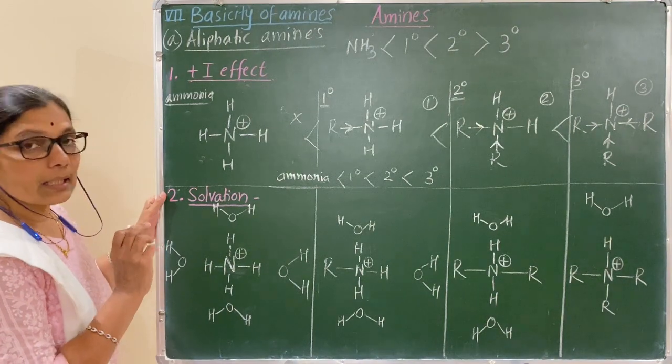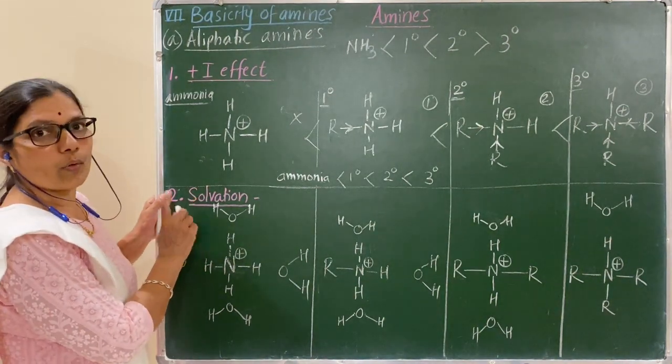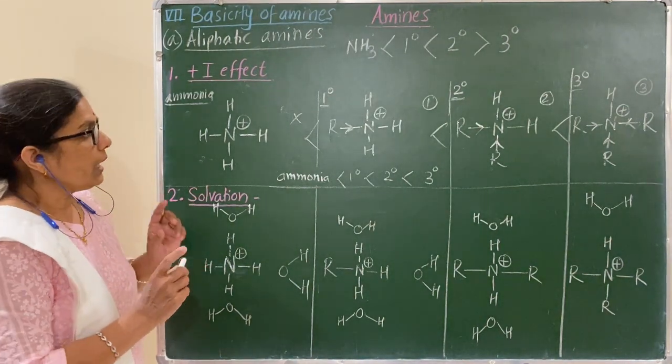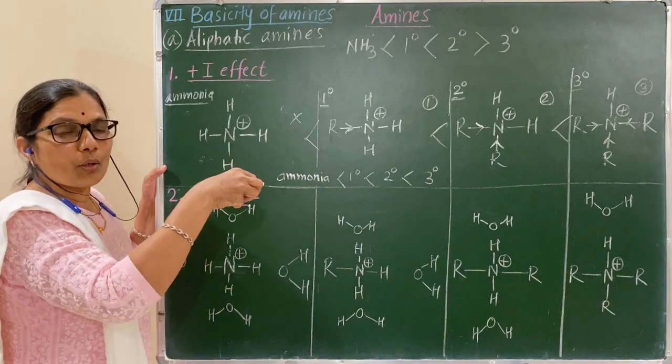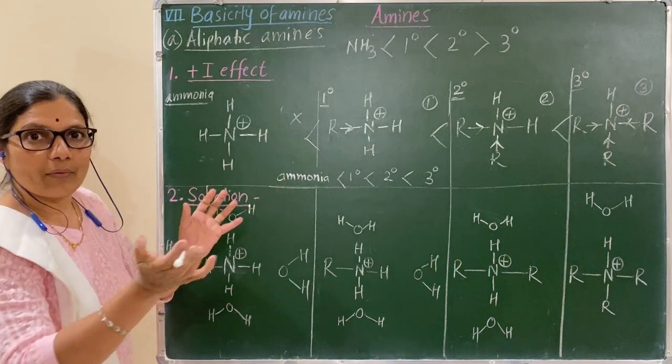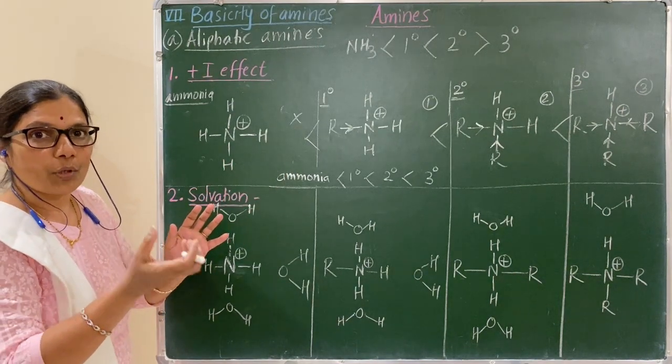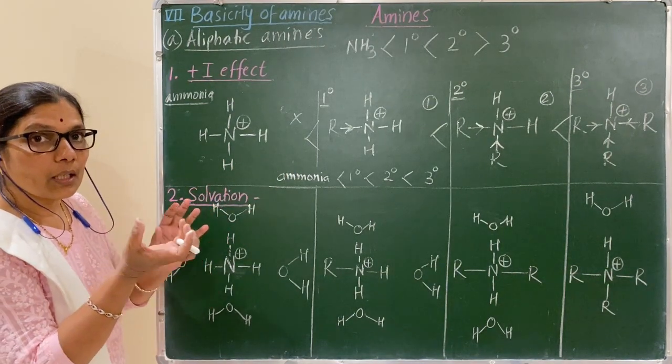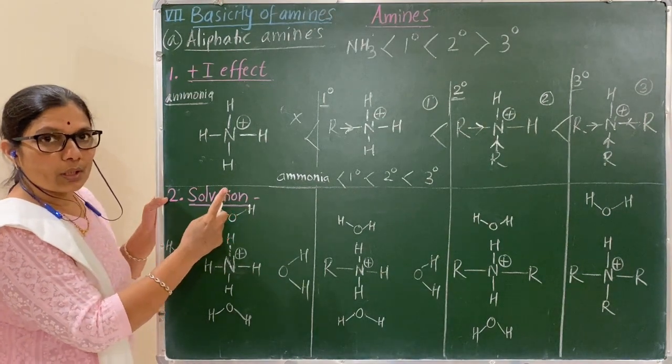Okay, now another factor is solvation. Means what? Now when that base is dissolved in water, this conjugate acid is formed. Water is available there. Okay, we dissolved it in water. That is, here the solvent is water.